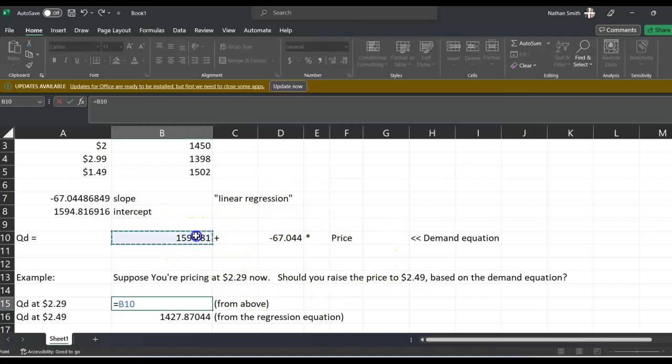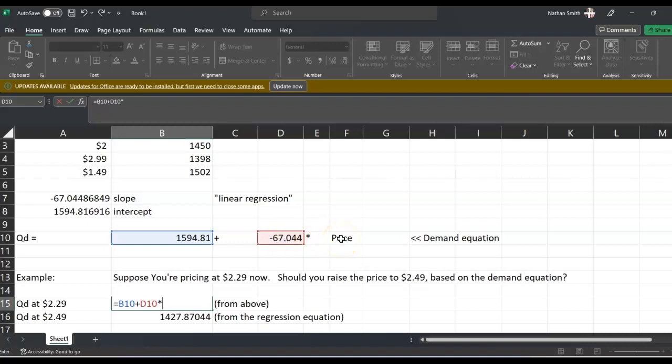So first I'm going to click what we call a cell reference onto my intercept. Then I'm literally going to type plus, okay? I'm then going to click and highlight my slope. And because I literally want to follow the pattern of the demand equation, I'm going to then multiply next, which on my Windows device is a Shift 8, the asterisk, okay?